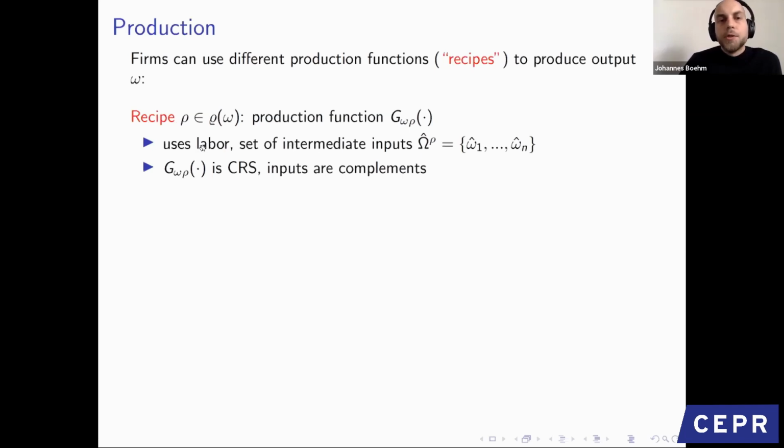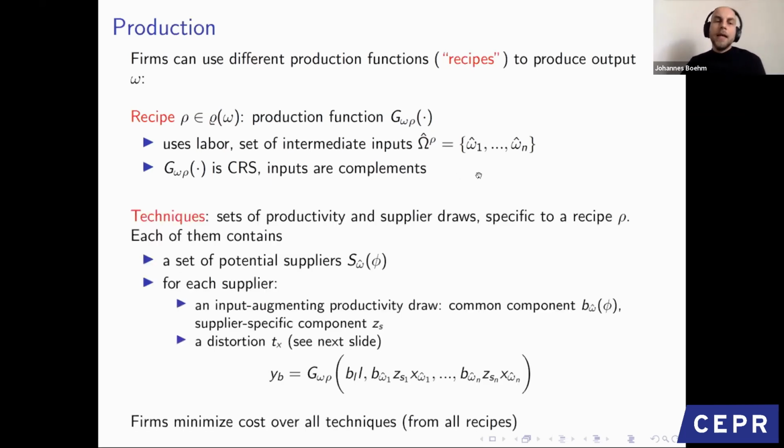And each of those production functions uses labor and a set of intermediate inputs that may be different across the different recipes. Okay? And we assume that these production functions have constant returns to scale and that the inputs are complements. Okay, so Cobb-Douglas is fine, perfect complementarity, Leontief, is fine as well, and anything in between. And then for each of those recipes, firms are going to draw techniques. Okay? Techniques are effectively bundles of productivity and supplier draws that are going to be specific to a particular production function, to a particular recipe.